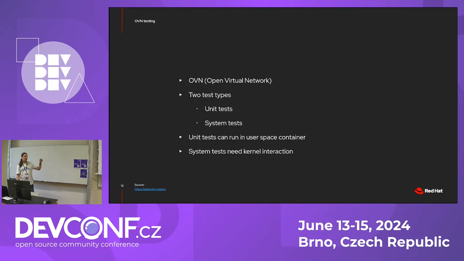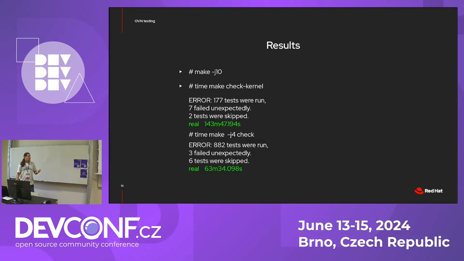Then we have system tests. There it is harder because we need a lot of kernel interaction, especially if we are using the kernel datapath. So this is a candidate for the VM. But again, if you have the VM already up and running, nothing prevents you from running the unit tests in that VM as well. And some results: we have installed all the dependencies and compiled it.